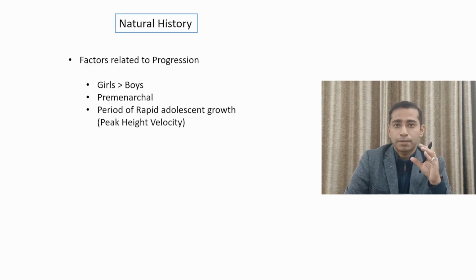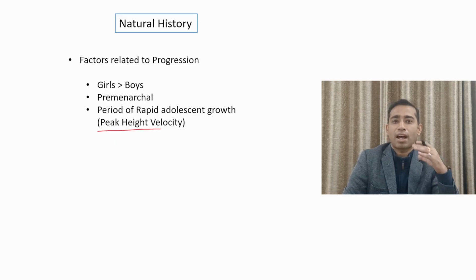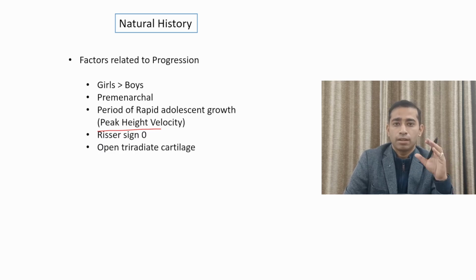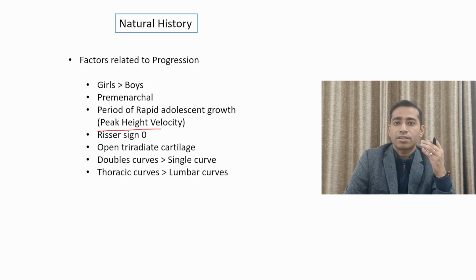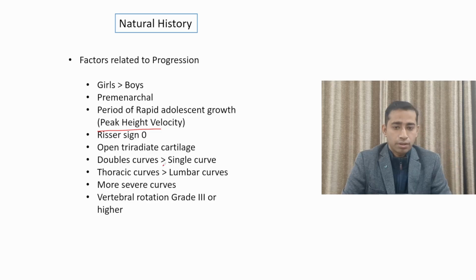So if the child is presenting before this peak height velocity, then the progression chances are higher, and if the child presents after this, the chances of progression are lower. Risser sign 0 and an open triradiate cartilage have higher chances of progression. Double curves have higher chances of progression than single curves. Thoracic curves have higher chances of progression than lumbar curves. More severe curves have higher chances of progression, and a vertebral rotation of grade 3 or more has higher chances of progression.